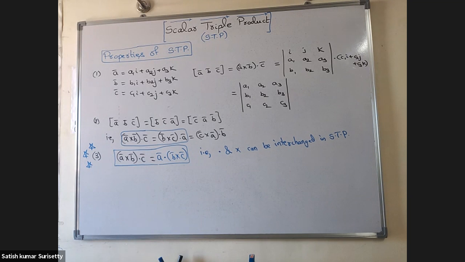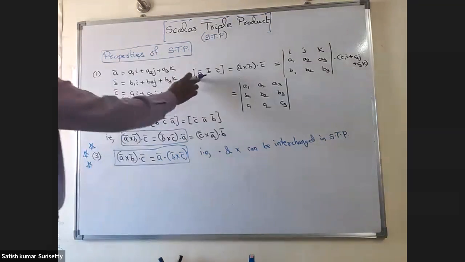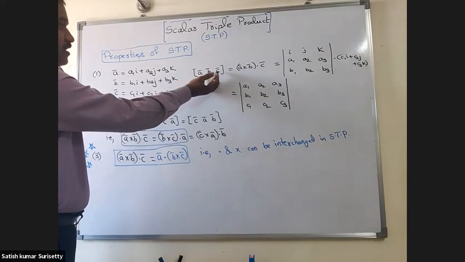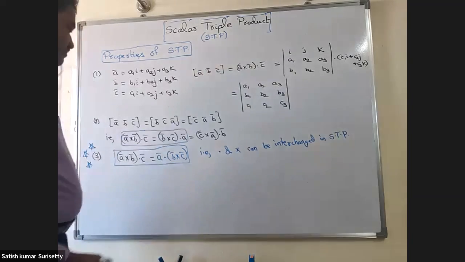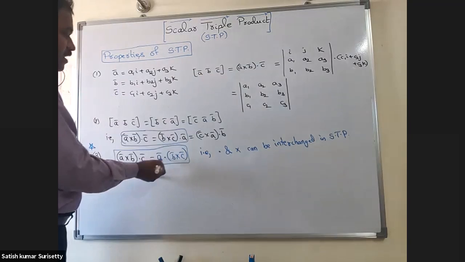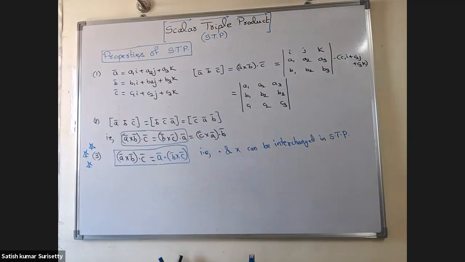That means in the calculation of the scalar triple product, either you can calculate the cross product of the first two vectors and take the dot product with the third vector, or the cross product of the second and third vectors and the dot product with the first vector.